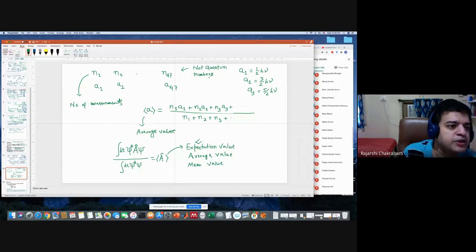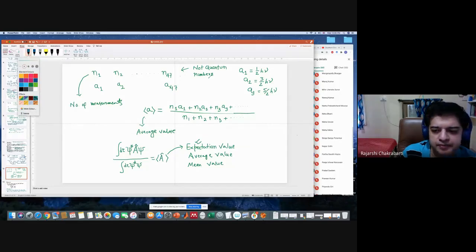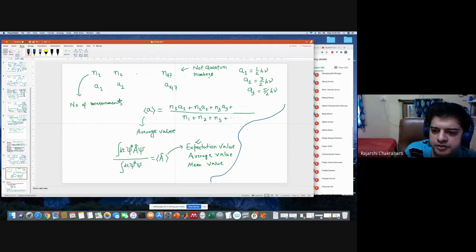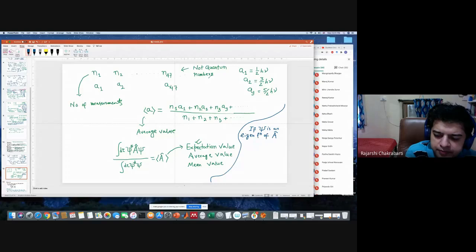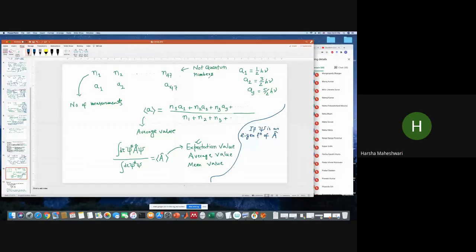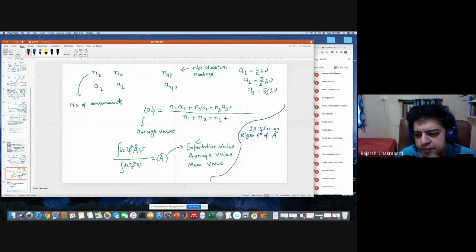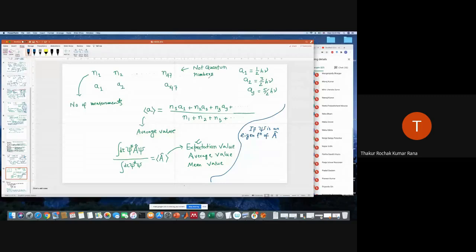So let me think of a special situation, and after that I'll maybe take questions. If psi is an eigenfunction of A, what will happen? Can anyone tell me? What will happen if psi is an eigenfunction of A? It will give an eigenvalue and regenerate the psi. We can get a constant value.